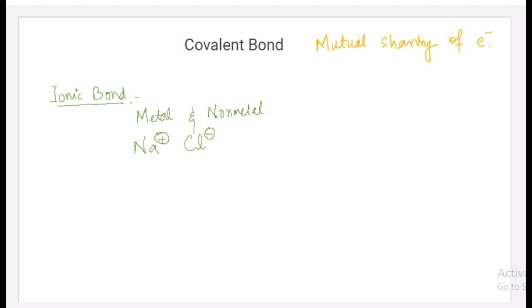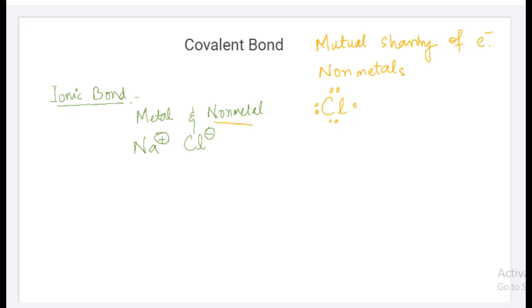Metals lose the electrons. Only non-metals can form the covalent bond because they are electron seekers. They gain the electrons, right? Covalent bond is formed by the non-metals. For example, chlorine. You can see how many electrons are in the outermost shell of chlorine. 7. 1, 2, 3, 4, 5, 6 and 7. 7 electrons are in the outermost shell of chlorine.